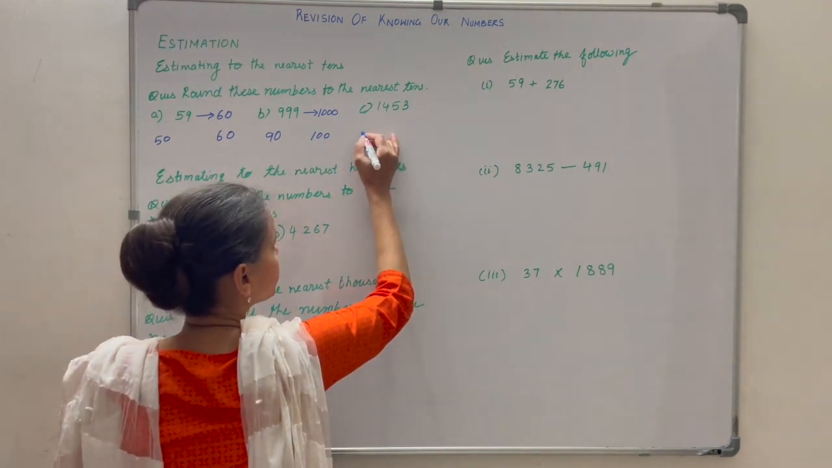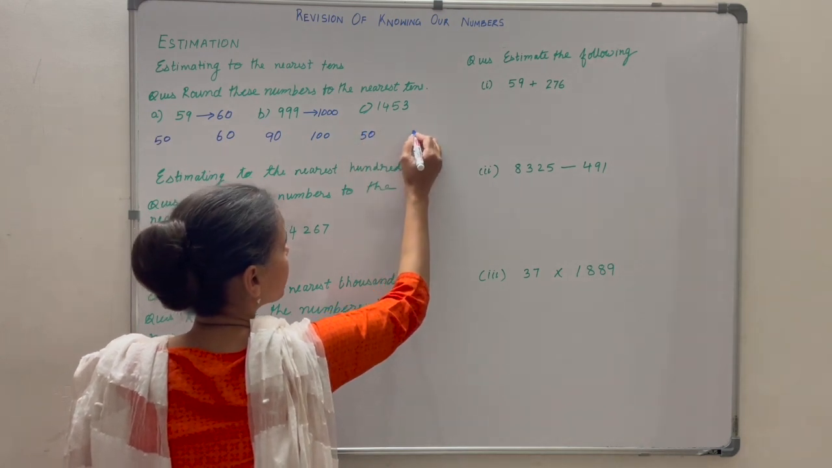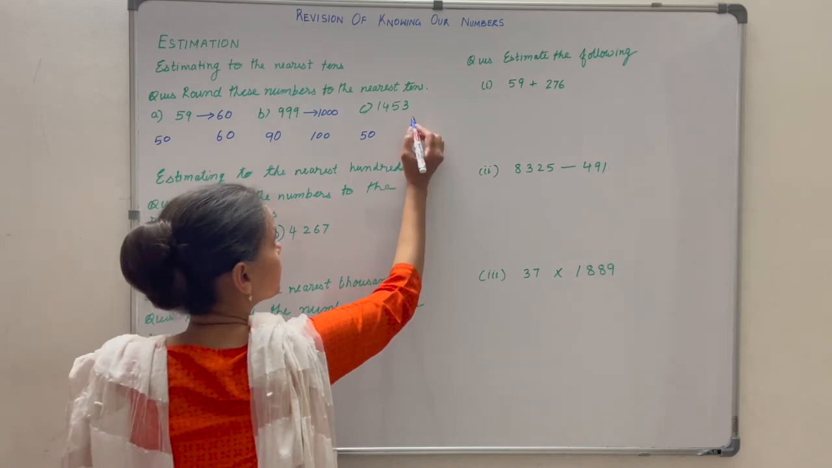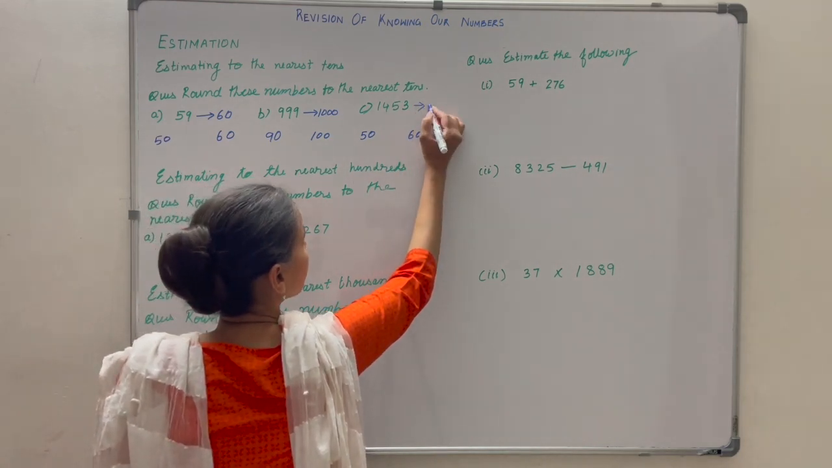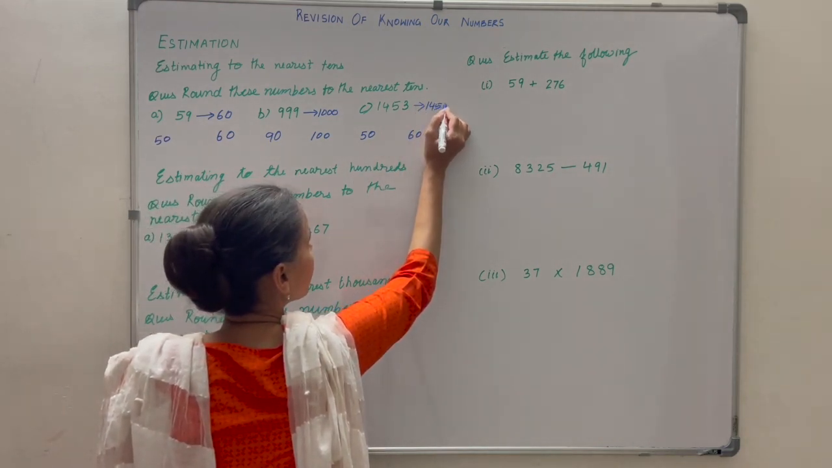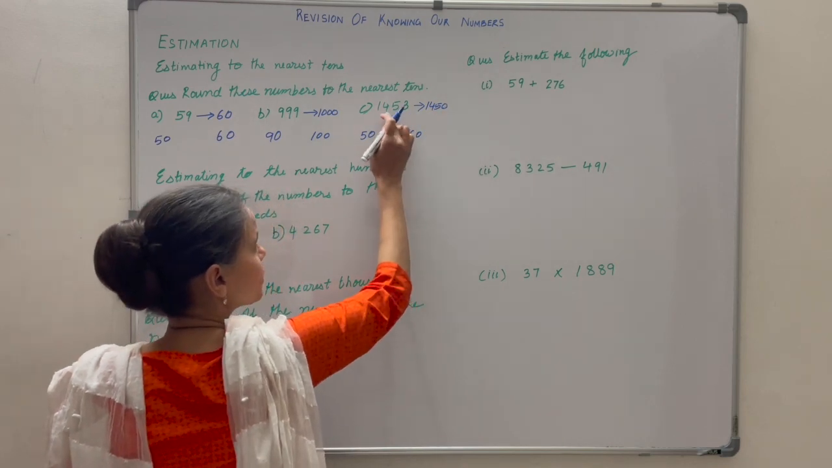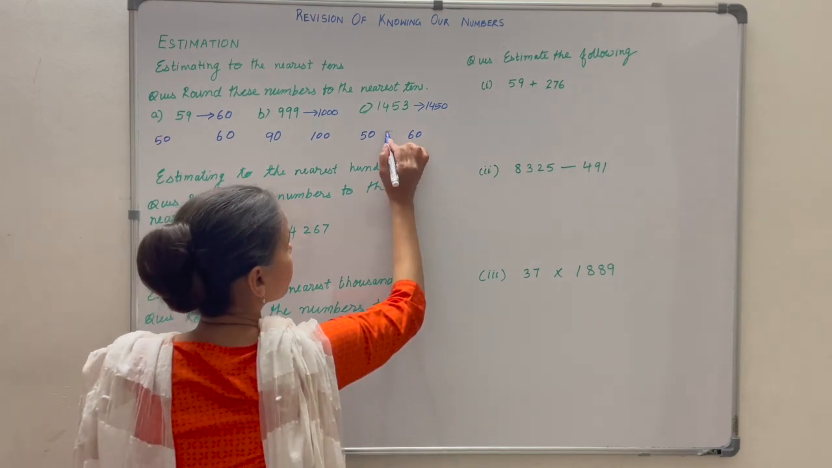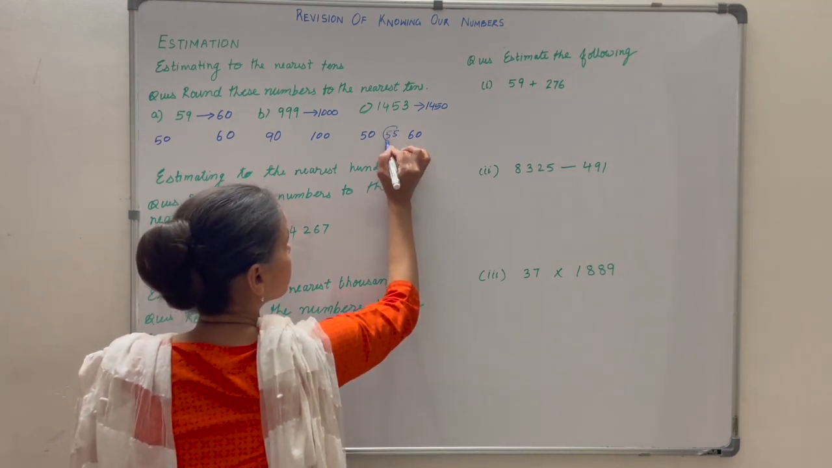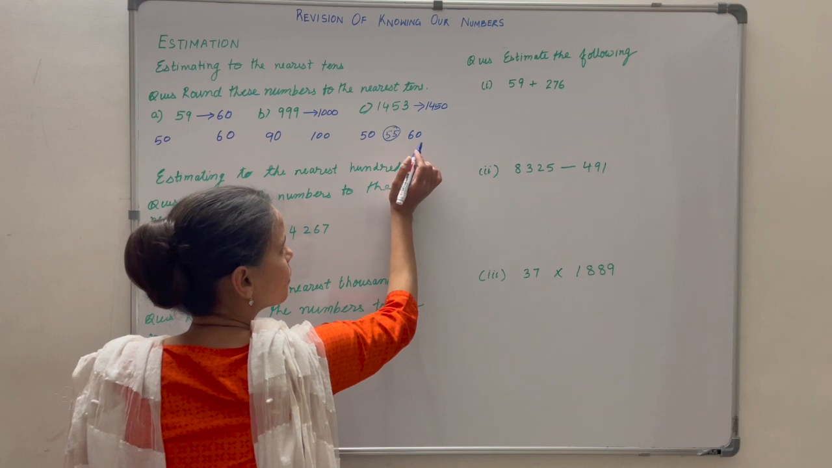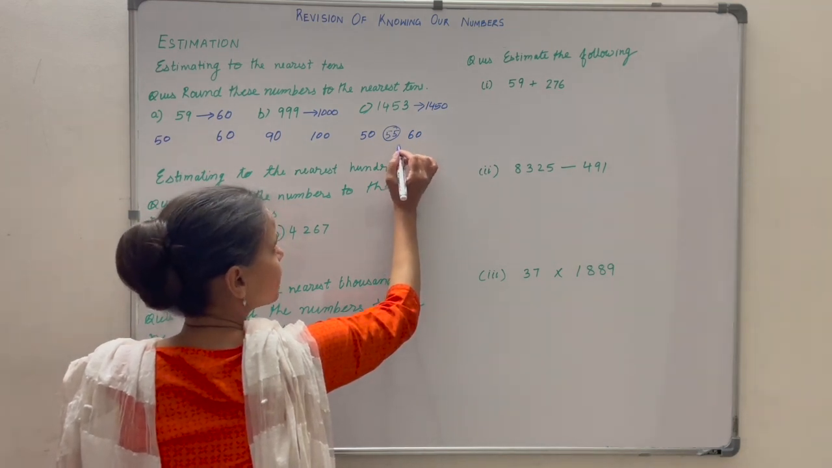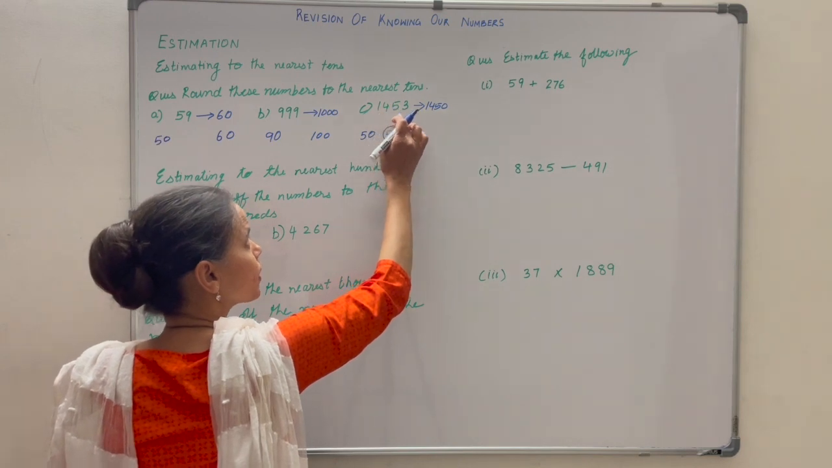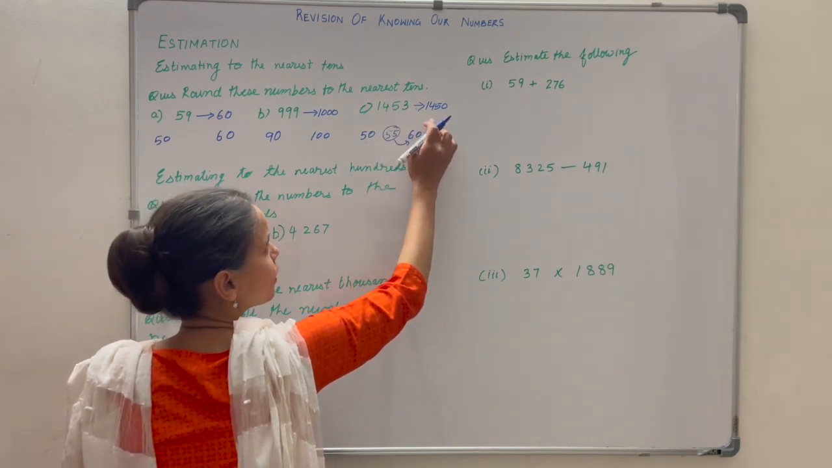1453. So 53 lies between 50 and 60. It is more close to 50. So this is rounded off to 1450. For example, if it was 1455, then 55 is equidistant to both these numbers, 50 and 60. So it is assumed that it is rounded off to 60. So if it was 1455, that will be rounded off to 1460.